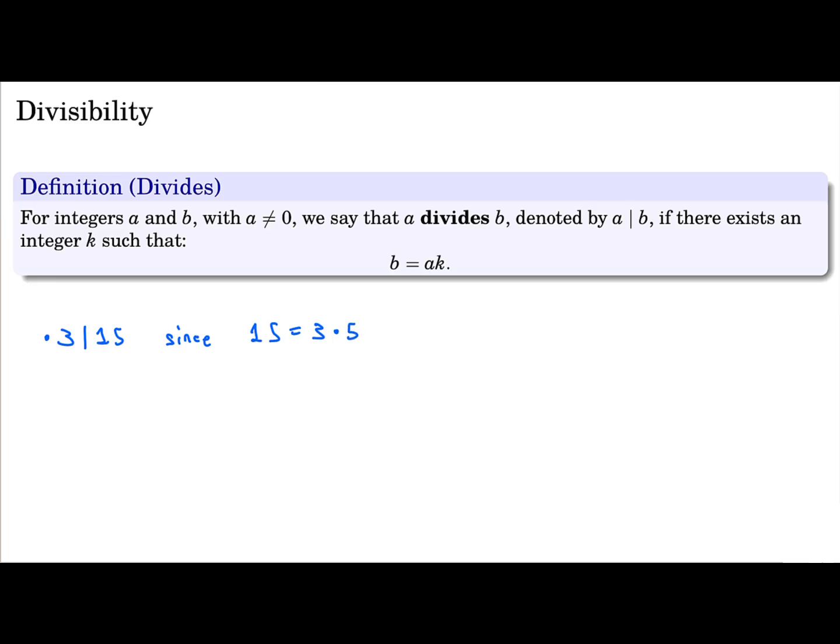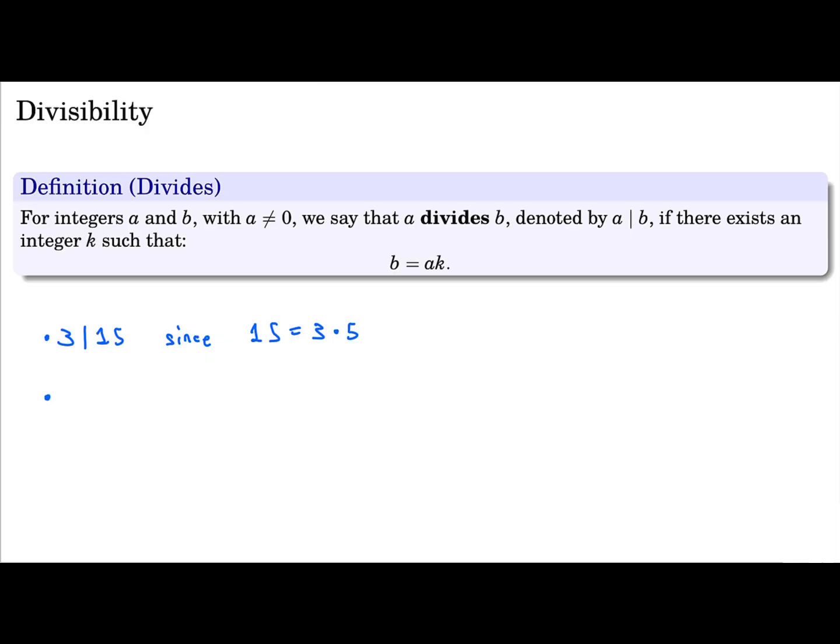So in this case, our integer k that exists is the integer 5. So there exists a number that when you multiply by 3 gives you 15, right? And that number is the number 5. And of course, it has to be an integer. It can't be a fraction or anything else. So we're only talking about integers here.